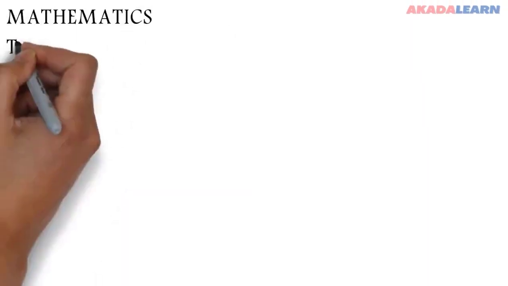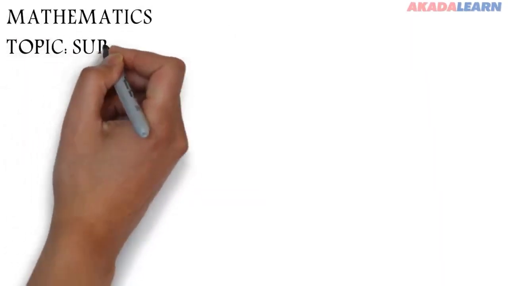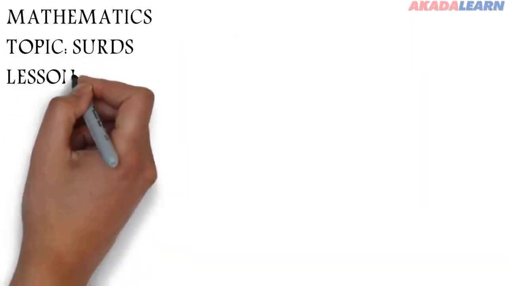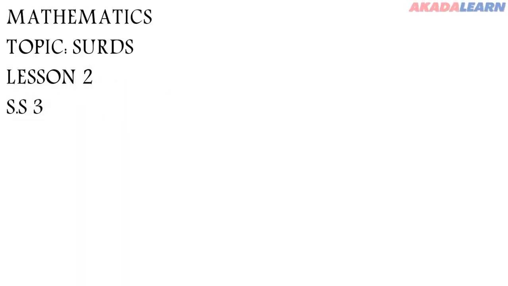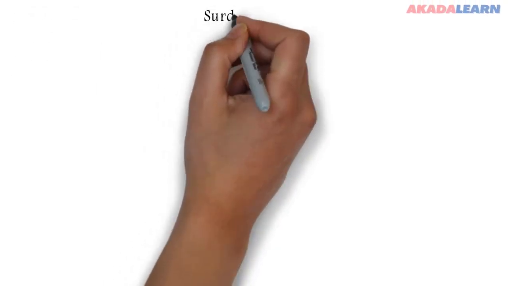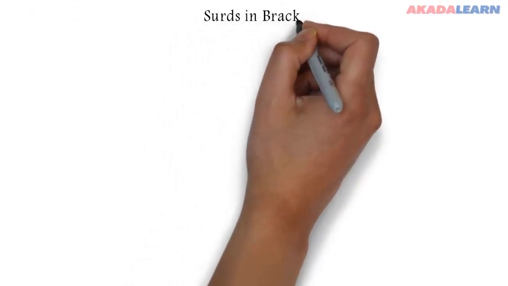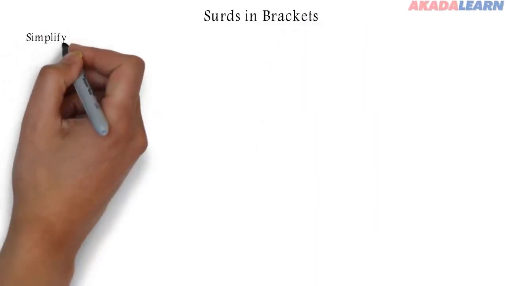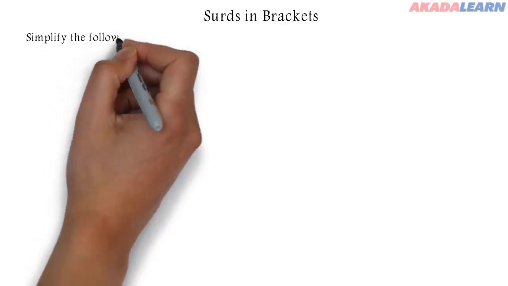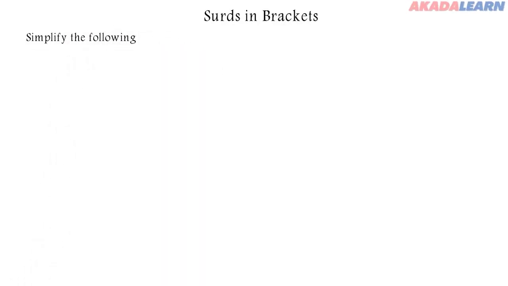Today we are going to see how to multiply surds in brackets and how to rationalize the denominator of a surd. So first, let's see surds in brackets, and we are going to be seeing this with an example. We are asked to simplify the following. So we have our two questions there, A and B.